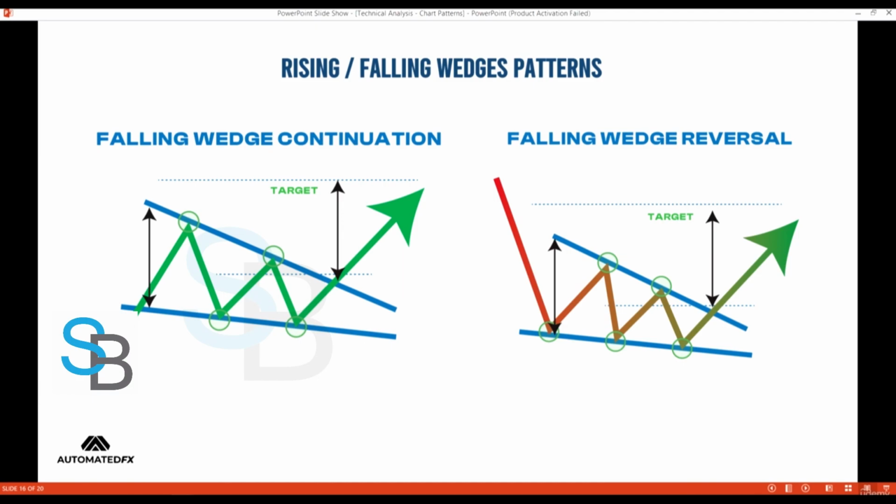So you can see that it came here, hit here, came down, hit here, came down, and then broke out. And then the target is the same as this. Same for the falling wedge. Came here, fell down to this point, tested here, tested here, tested here, tested here, and then broke out. And the target is here to here. So this is just how the falling and rising wedges play out.